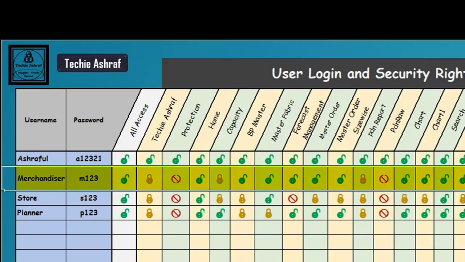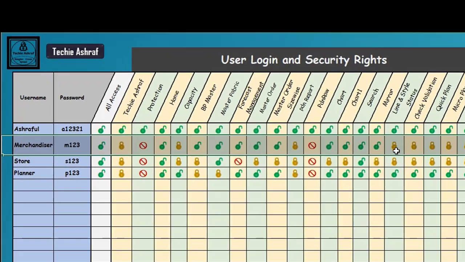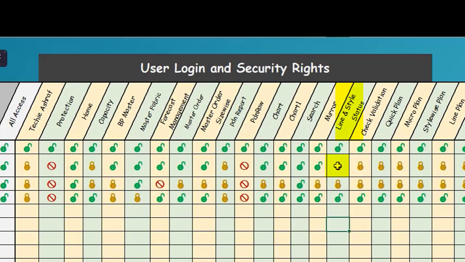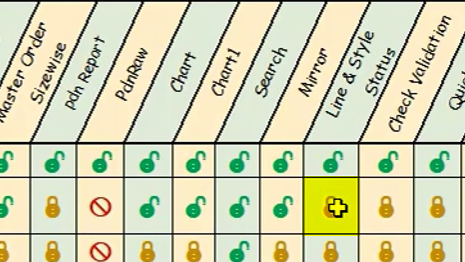For the merchandiser, you see line and style status. It is not needed by the merchandiser, it is needed by the planner, so I give it here. But if I want to show it to him, I just double click here, so it's accessible for him. If I double click again, now it is locked for him. He can see it but cannot edit it. But if I click here, then this line and style status tab is not visualized to him. He cannot know the existence of this tab.